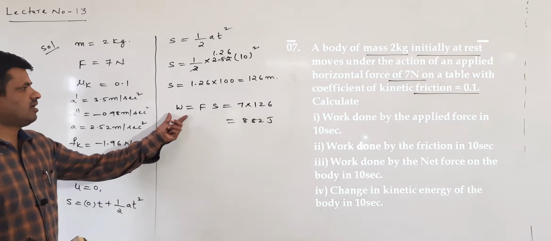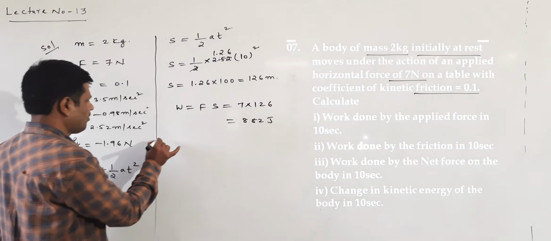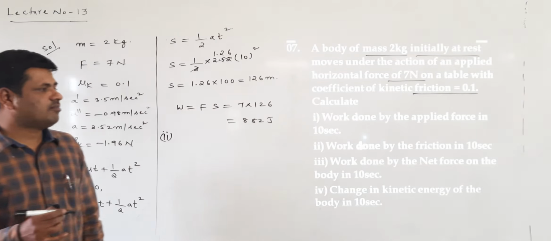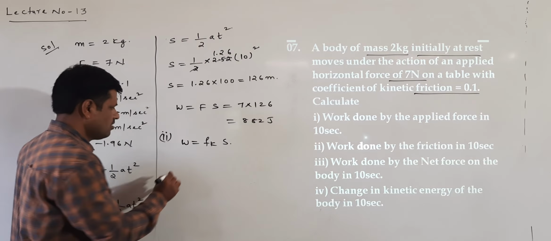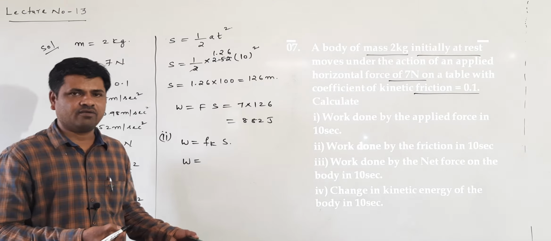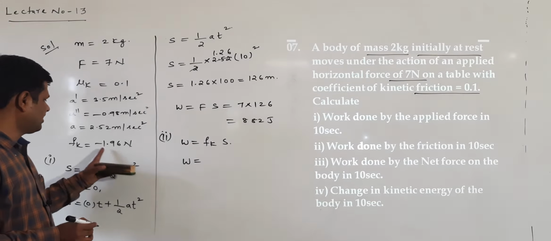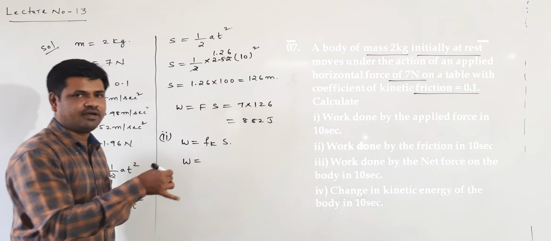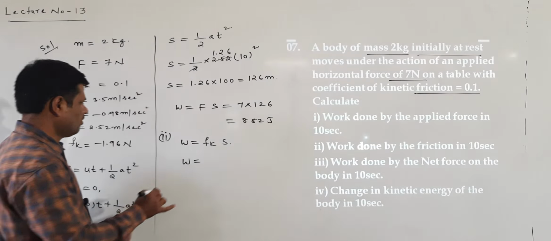The first one, the work done by the applied force in 10 seconds, is completed. Next, the second problem: work done by the friction in 10 seconds. W is equal to the frictional force into displacement. Actually frictional force and displacement are in opposite directions, so we get a negative. But I am not writing the negative here, because already I have considered the frictional force as negative.